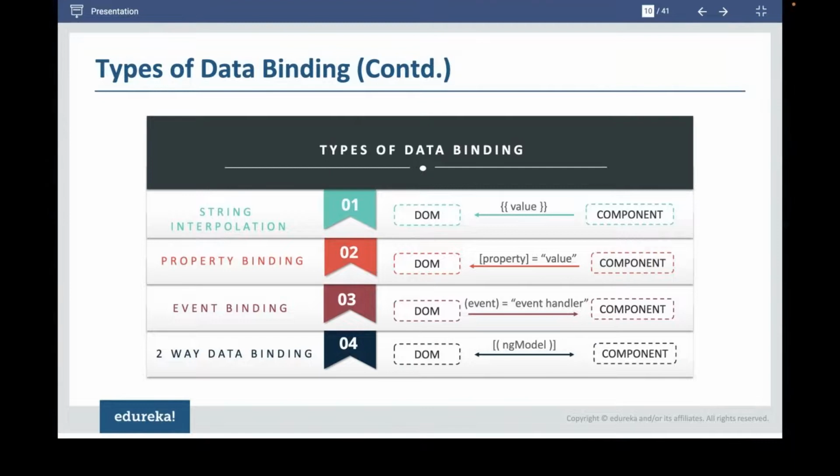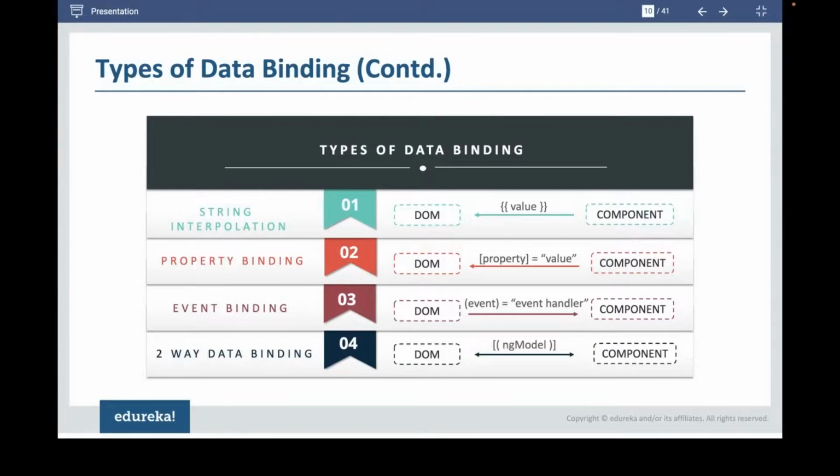Next is two-way data binding. Two-way data binding is implemented on controls like input boxes, select box, text area, where your component can send some default value to the HTML DOM, and the DOM will send you value back to the component class when the user interacts with it, like when the user selects some value in the select box or types something in the input box. That is two-way data binding.